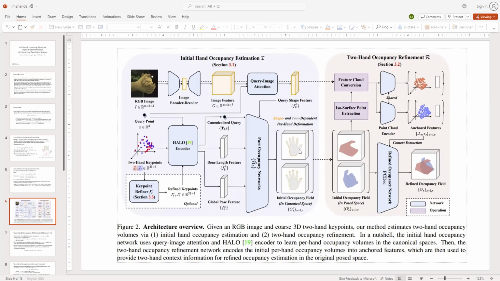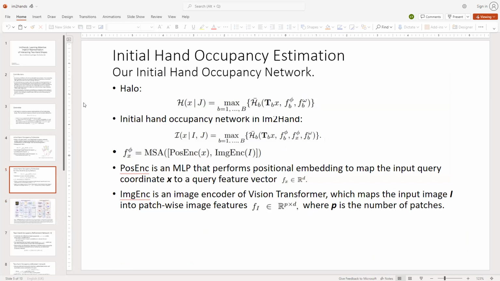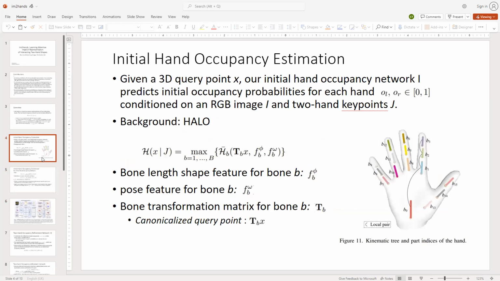For every single bone, we have a bone transformation matrix. It's possible to calculate it with all the available information that we have at hand. If you want more detail on it, you can look into the Halo paper on how to construct this bone transformation matrix.